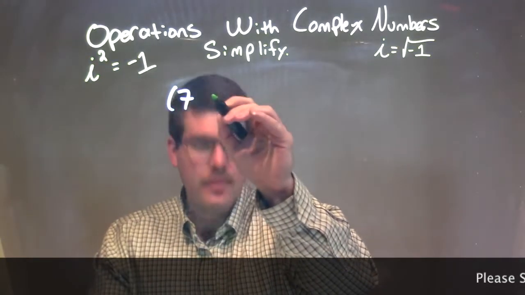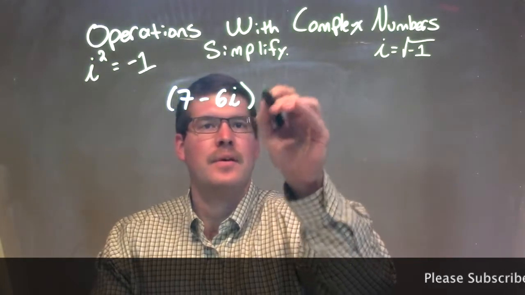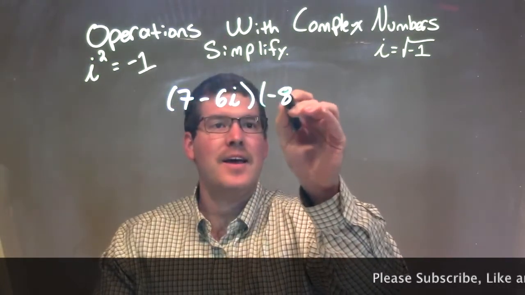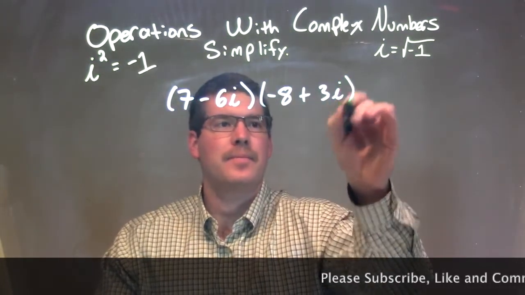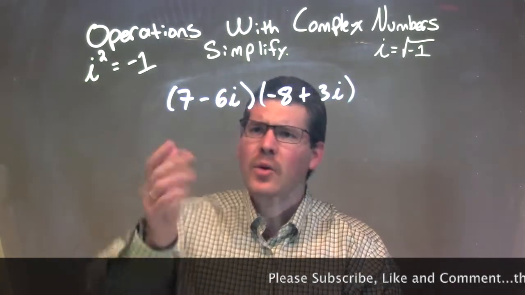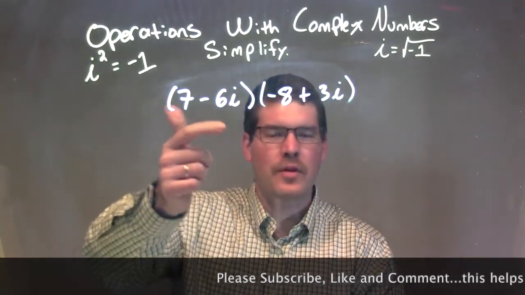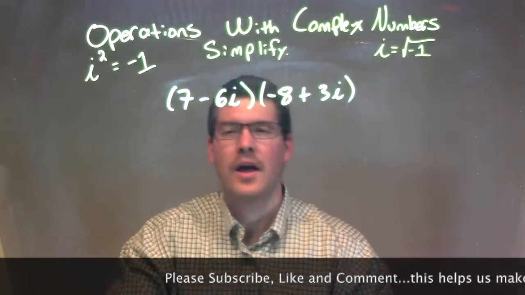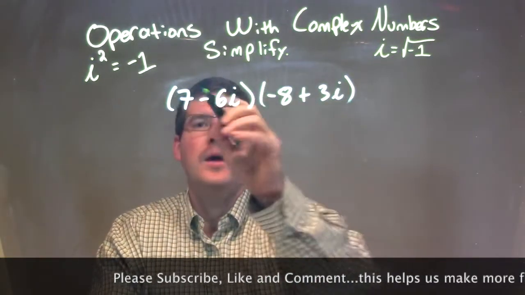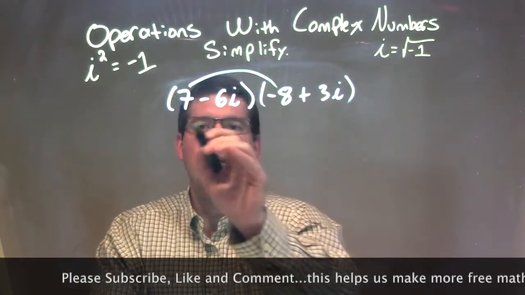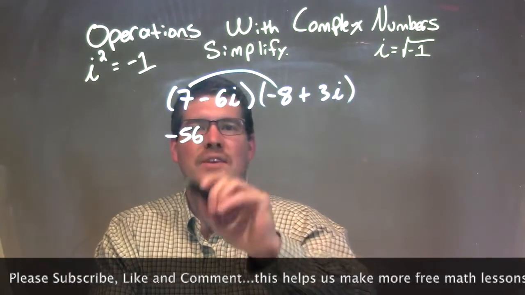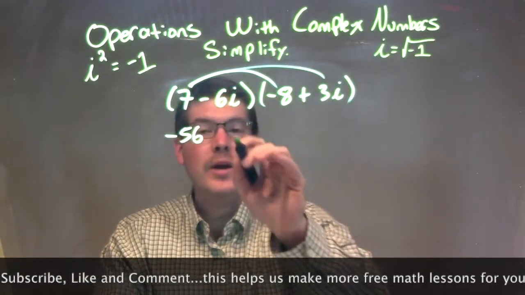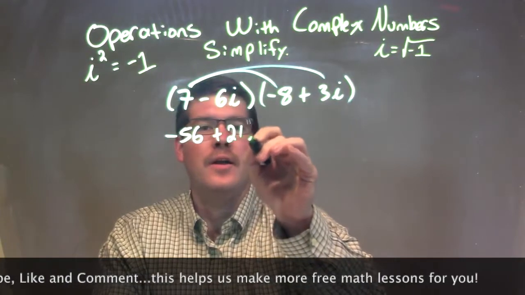7 minus 6i times negative 8 plus 3i. Okay. Well, what I want to do is multiply all parts of my first parenthesis times all parts of my second parenthesis. You might know this as FOIL. 7 times a negative 8 is a negative 56. 7 times a 3i is a positive 21i.